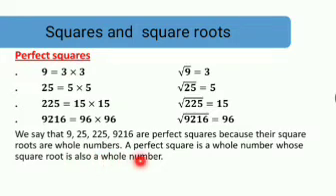Is that okay? You can find the square root of a whole number. For example, this is a whole number. If you find the square root of this 9, the answer is 3. So 3 is also a whole number. Is that clear?